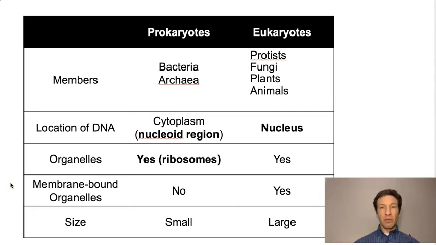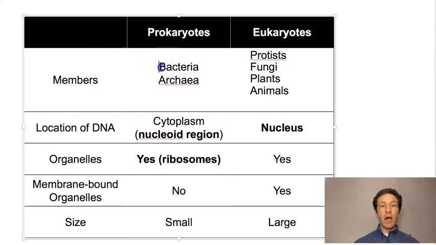This table summarizes much of the material we've just talked about. So it contrasts prokaryotes with the bacteria or eubacteria and archaea or archaebacteria, and the eukaryotes, which include protists, fungi, plants, and animals. The location of the DNA is loose in the cytoplasm in prokaryotes, in the area that we call the nucleoid region, while in eukaryotes it's enclosed in a membrane-bound organelle called the nucleus. Organelles are present in prokaryotes, and ribosomes are the ones that we will be concerned with. And they are also present in eukaryotes. There's a greater variety, in fact, in eukaryotes. Are there membrane-bound organelles? In prokaryotes, no. In eukaryotes, yes. And how big are the cells? Well, there's variation within each group, but on average, prokaryotes are typically much smaller than eukaryotic cells.